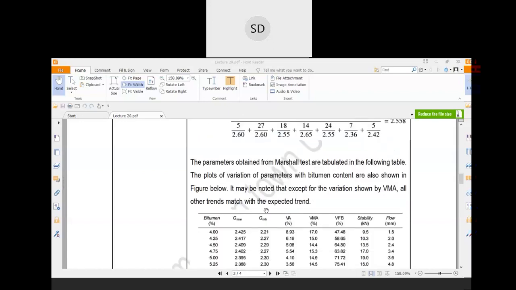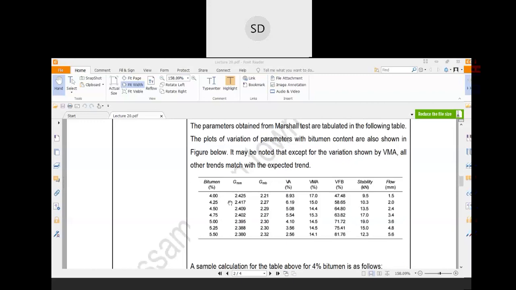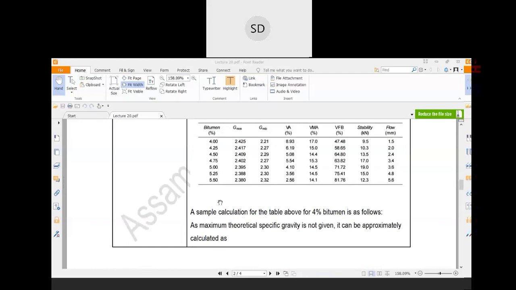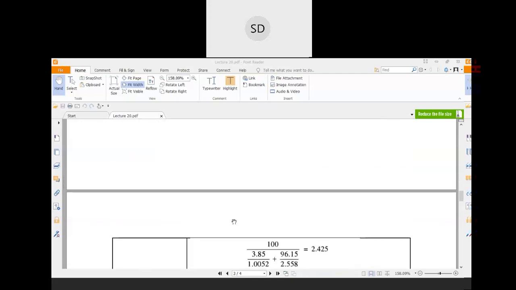Okay. Now let us calculate the bitumen content for a particular percentage VMA and VFB value, and likewise you have to calculate the VMA and VFB values for all these bitumen contents. So for example, we will start with 4% bitumen content. Now let us calculate for 4% bitumen content.